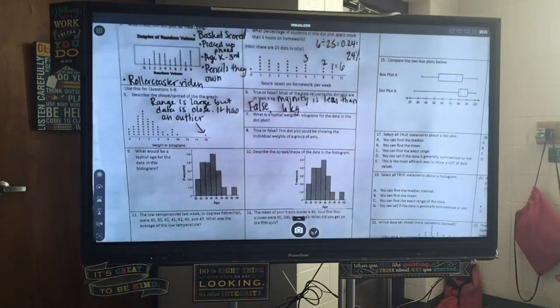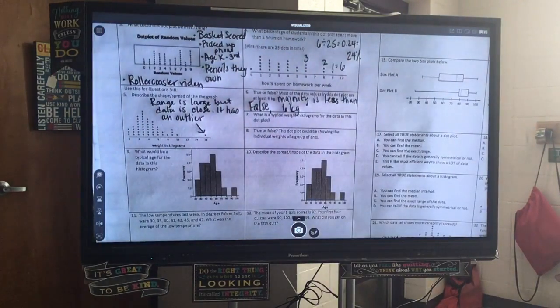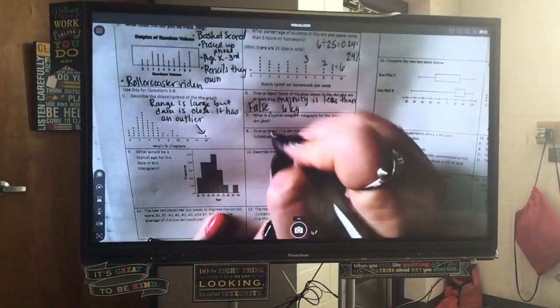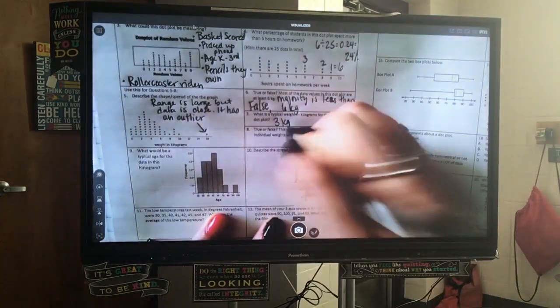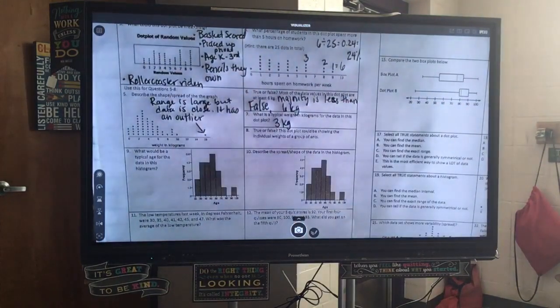Alright, number 7, it says, what is a typical weight in kilograms for the data in the dot plot? Raheem, what'd you come up with? I got it. Because again, if you find the median or the mean, you're between 3 and 4. Alright, true or false?